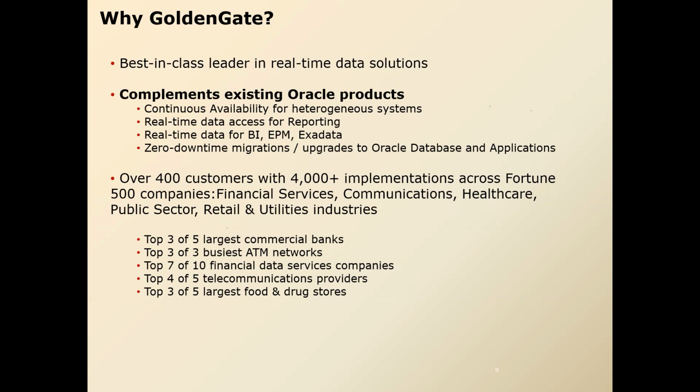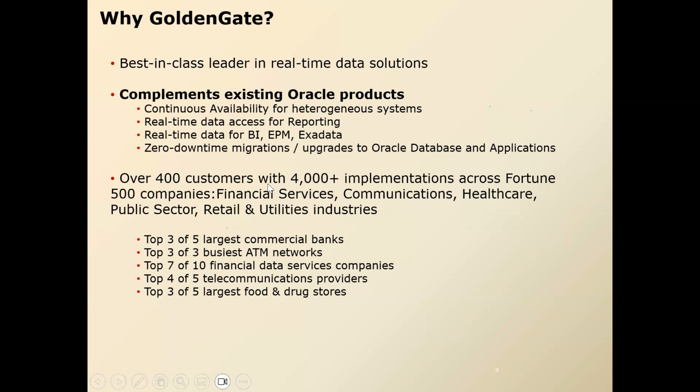Okay, so Goldengate is used for real time. Goldengate is one of the best tools available in the market for business intelligence when it combines with Informatica or ODI. So it provides real-time data for business intelligence, EPM, Exadata. It supports zero downtime upgradation and migration to Oracle database. So you can use Oracle Goldengate to perform zero downtime upgradation and migration in your environment.